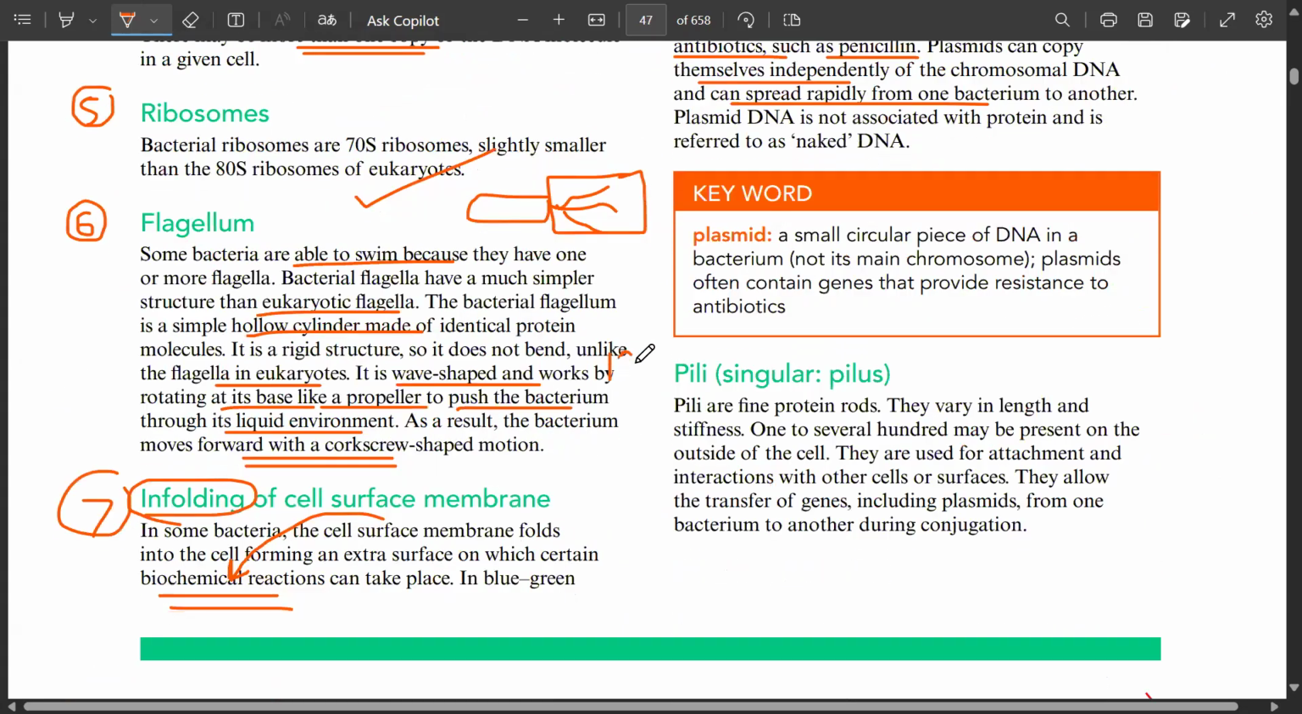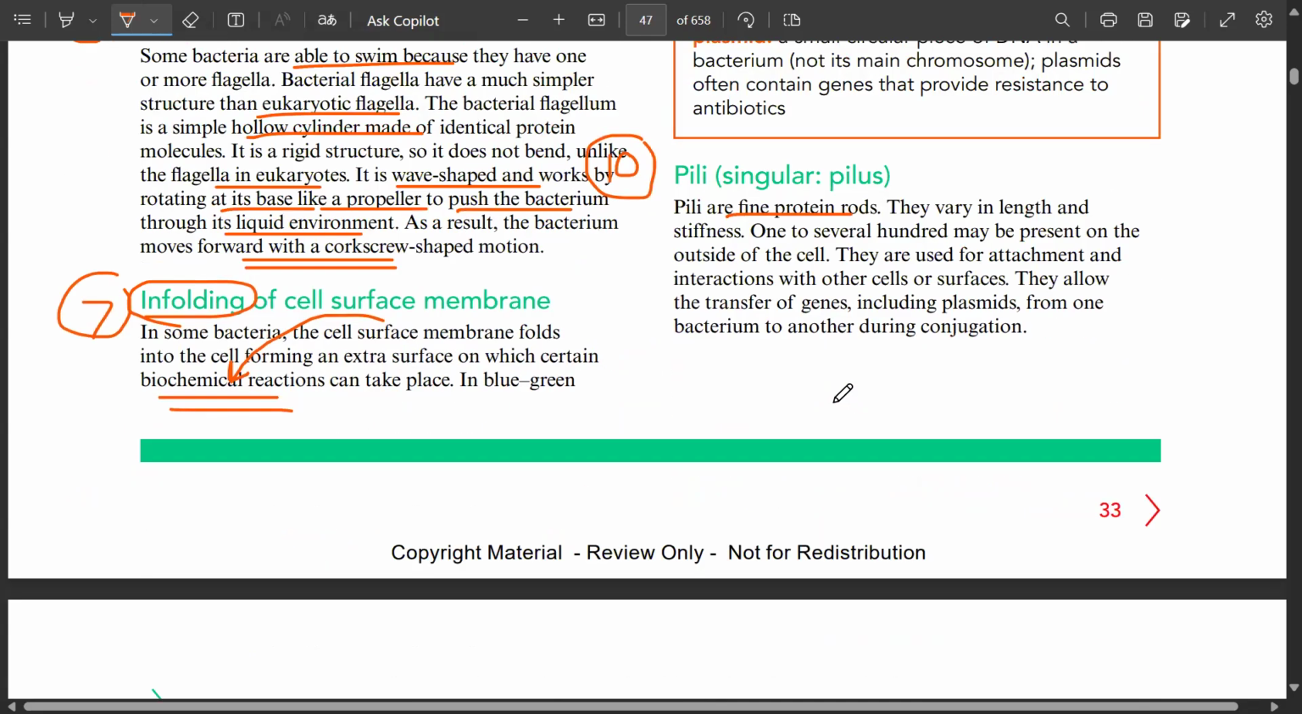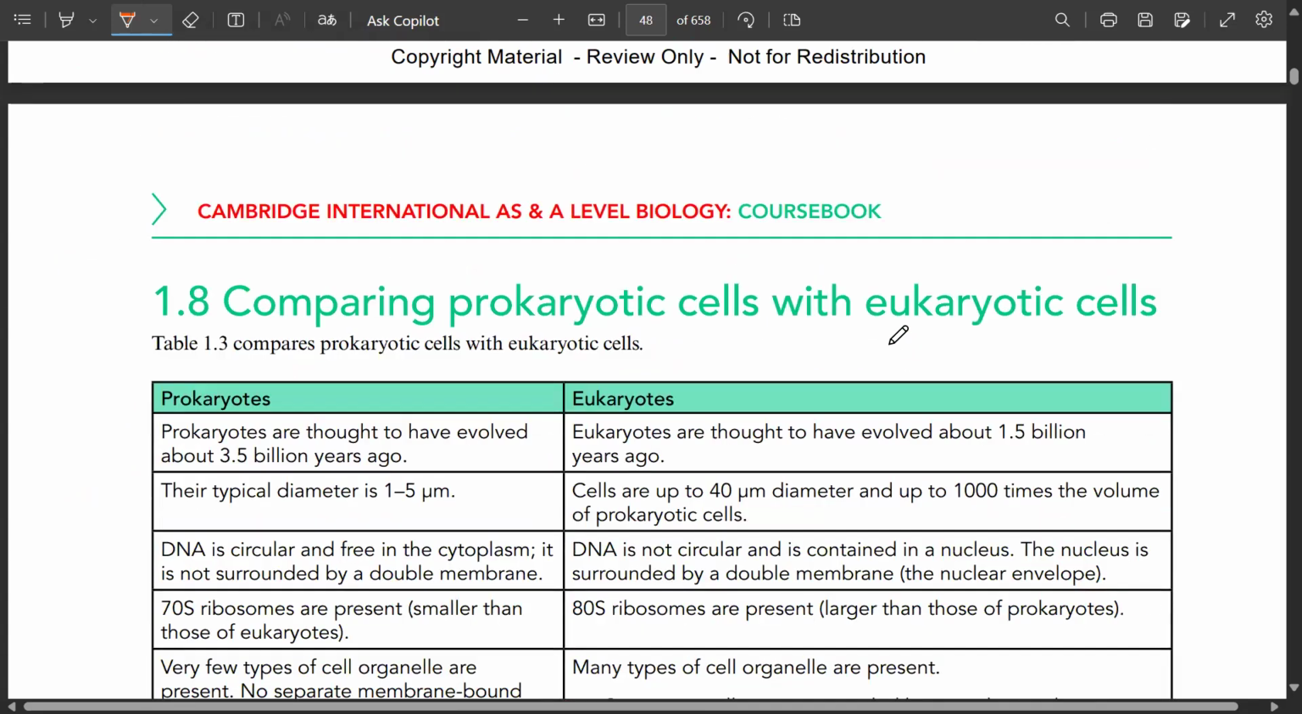Last structure, which was the pili. Pili are fine protein rods and they vary in length and stiffness. One to several hundred may be present on the outside of the cell, and they are used for attachment and interactions with other cells or surfaces. They allow the transfer of genes, including plasmids, from one bacterium to another during conjugation. Got it?